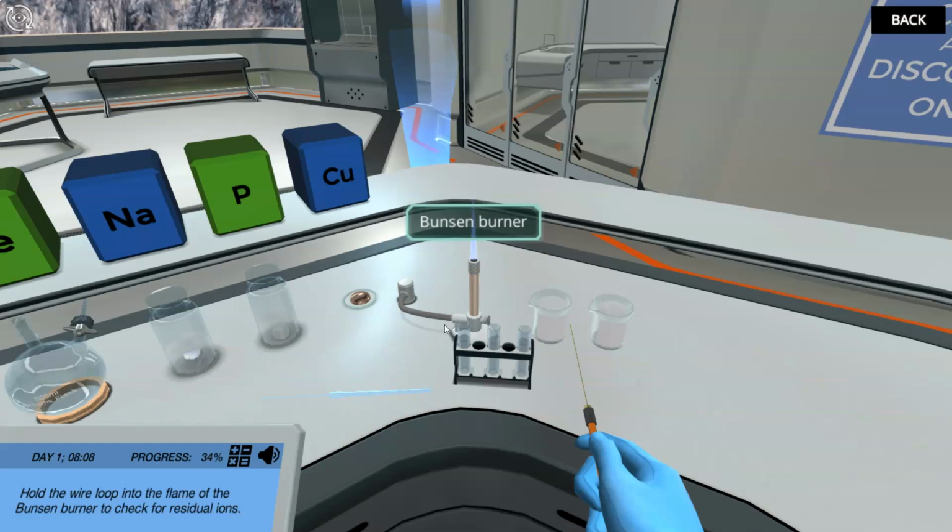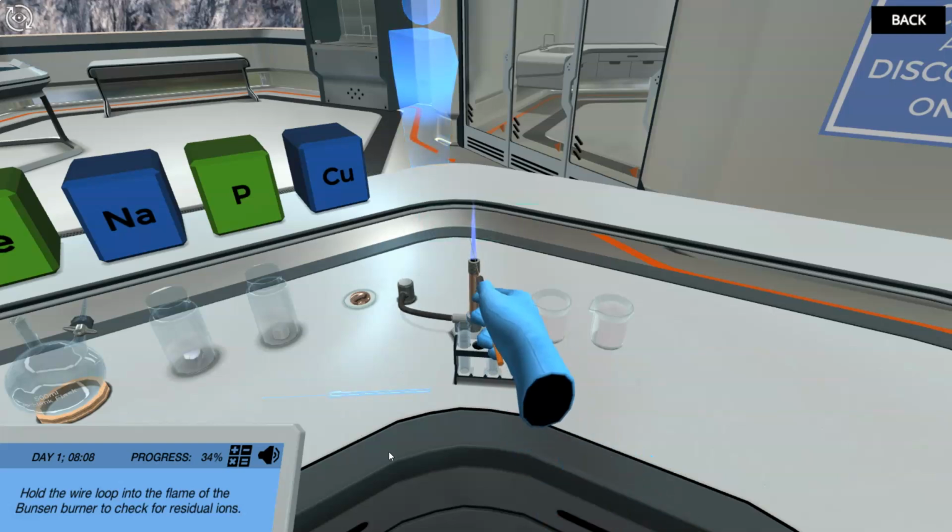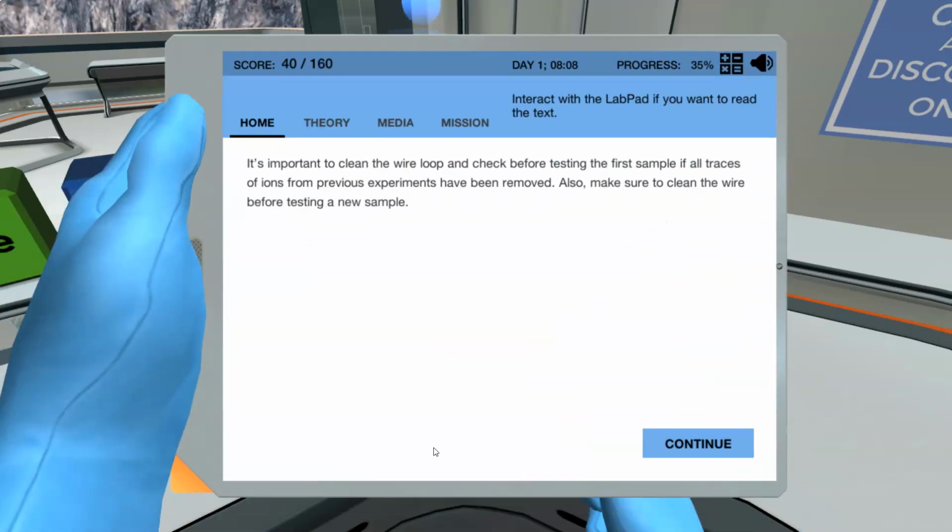Hold the wire loop into the flame of the Bunsen burner to check for residual ions. It's important to clean the wire loop and check before testing the first sample if all traces of ions from previous experiments have been removed. Also, make sure to clean the wire before testing a new sample.